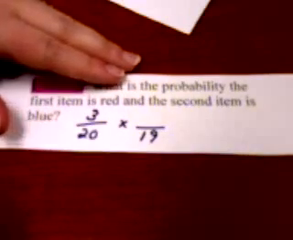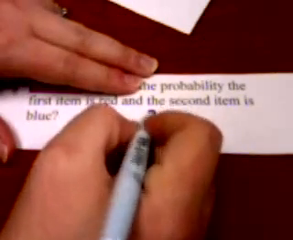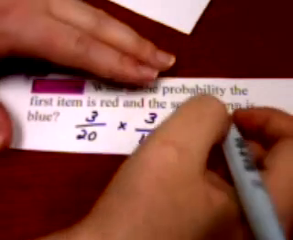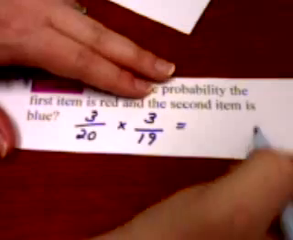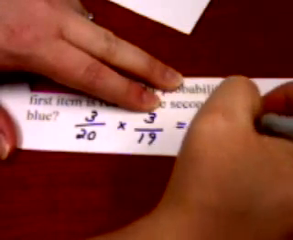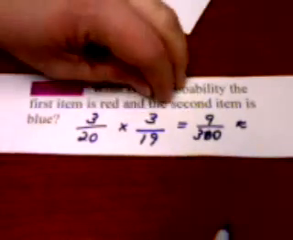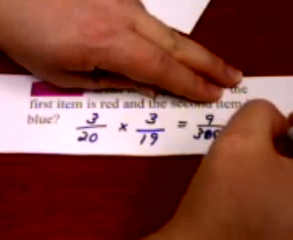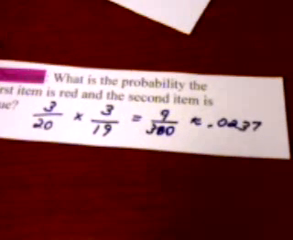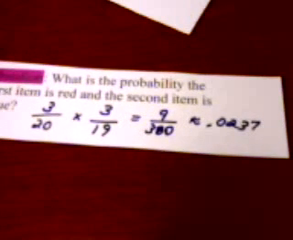And second item being blue, well, remember we had 3 blue items too. Those are not going to change because they're different categories, and you'll see what I mean when we get into that. All right, my reduced fraction here is 9 out of 380, which is approximately 0.0237. So you can see the difference between this question with replacement and without replacement.